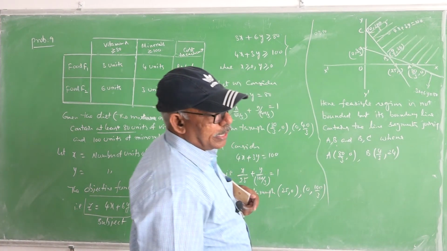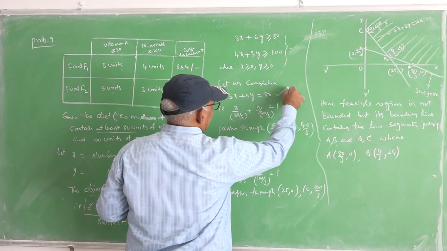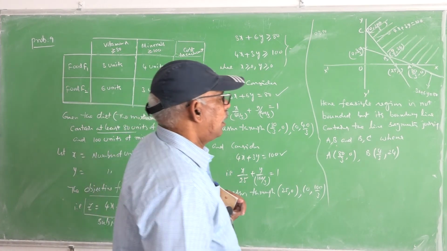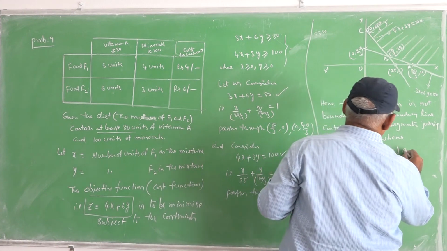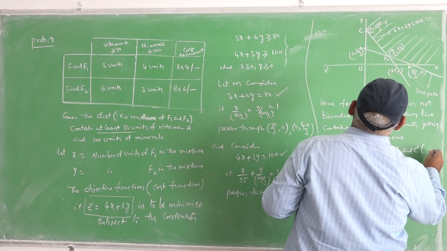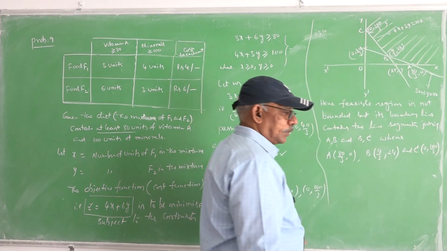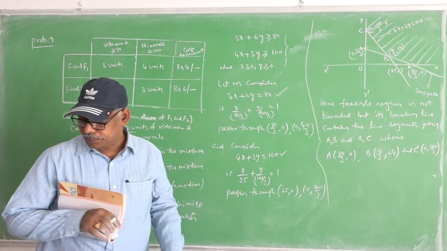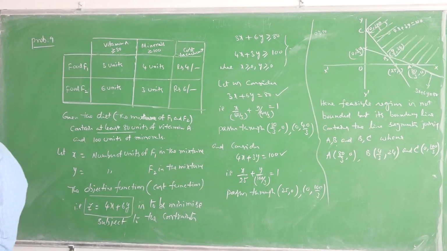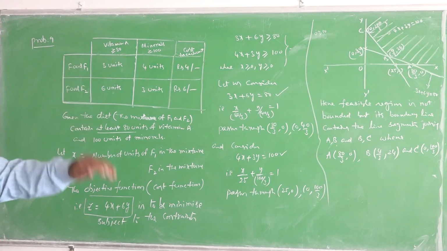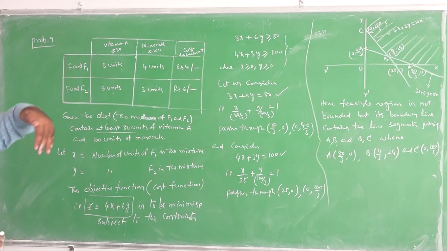Just solving the two lines, we get B. And C is 0 comma 100 by 3. Here the maximum of Z cannot be evaluated, whereas the minimum can be evaluated because the boundary is above those lines. The minimum exists at this boundary value.